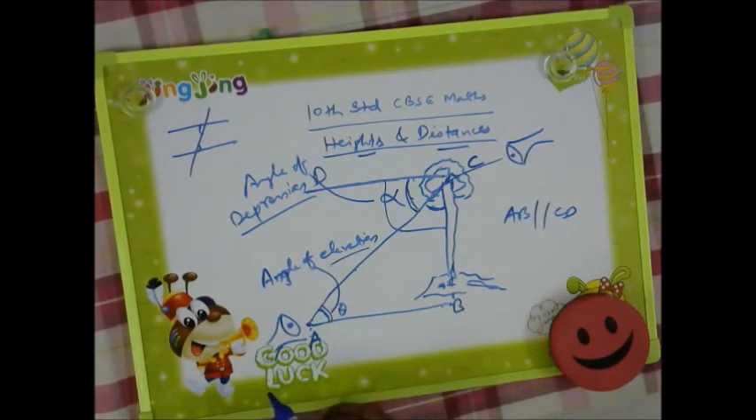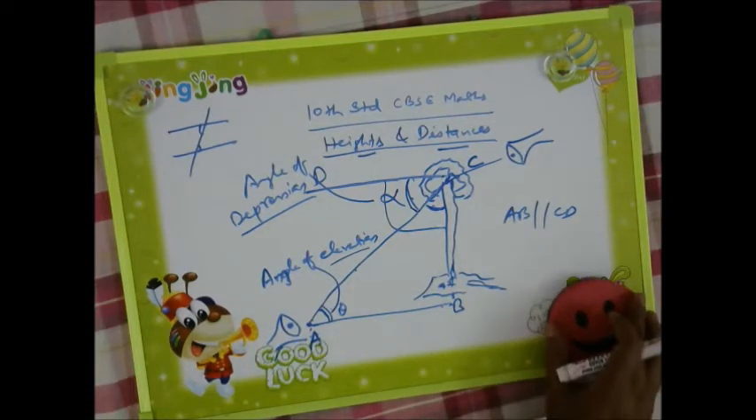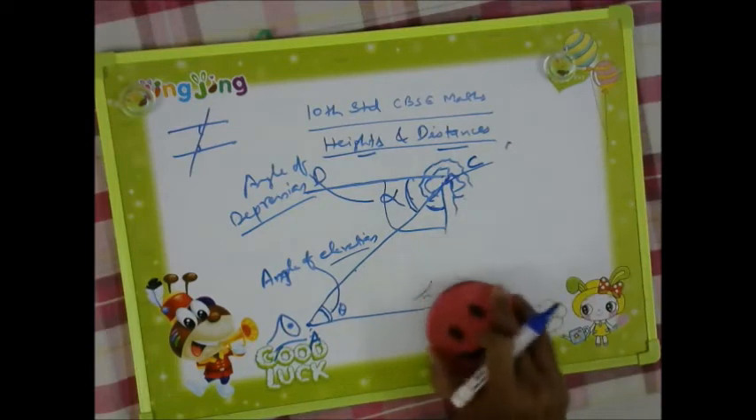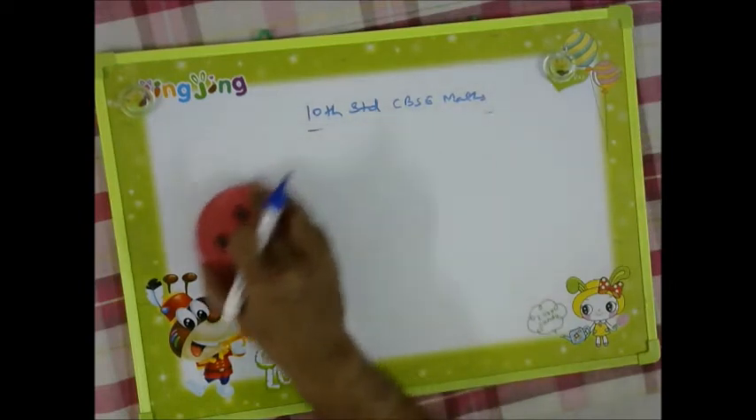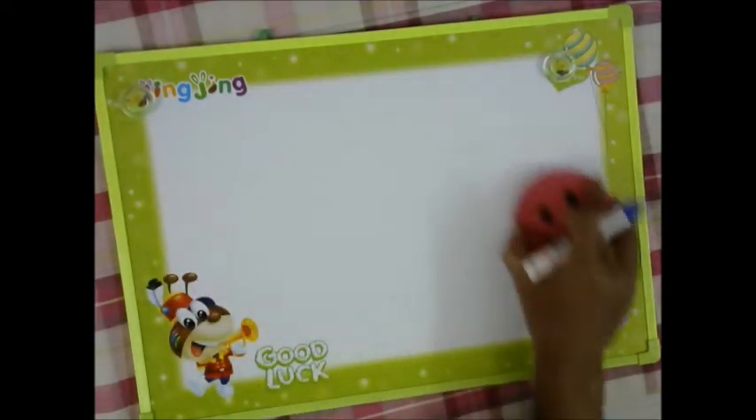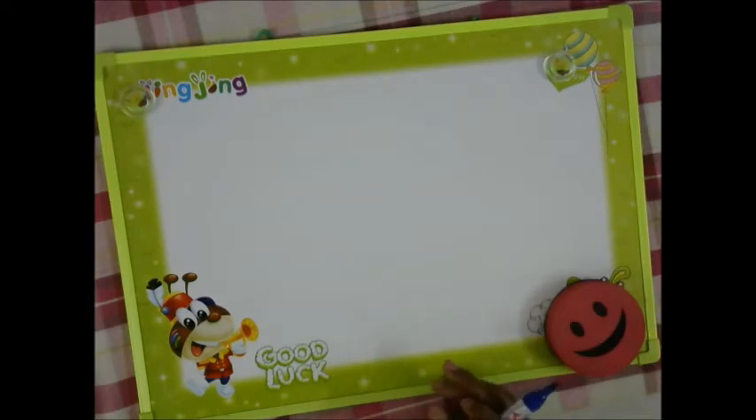Okay, so I hope everybody has understood what is angle of depression and what is angle of elevation. Now let us solve some questions related to heights and distances. In this chapter, mostly we only have to solve questions. So we will see some questions now. Let us take one question.